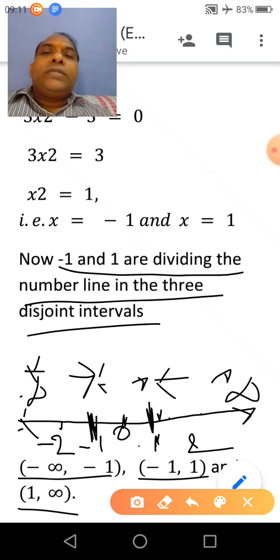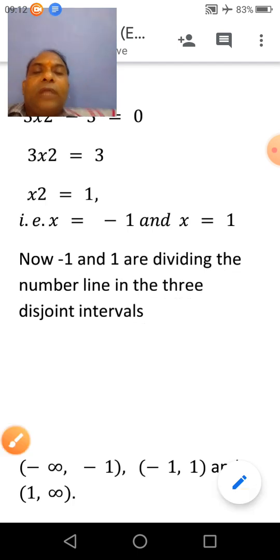Now you have to check in which interval f dash x is positive and in which interval f dash x is negative. In which interval f dash x is positive, there the function will be increasing, and in which interval f dash x is less than 0, or negative, there the function will be decreasing. So now check here.